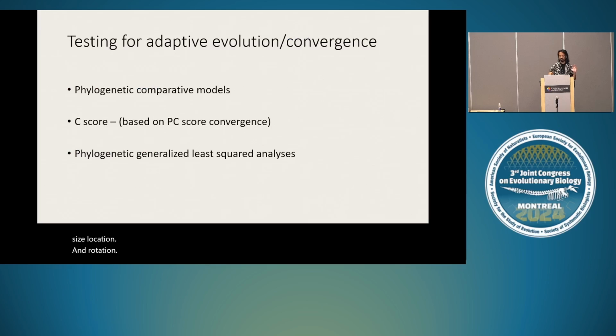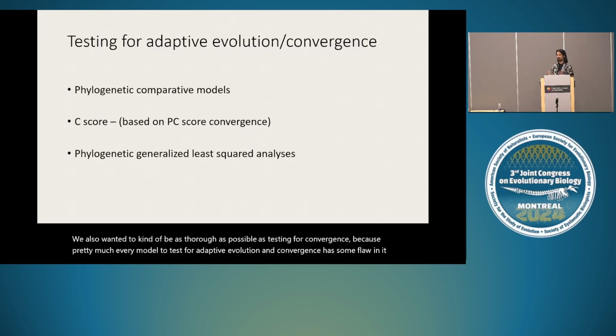We also wanted to be as thorough as possible in testing for convergence, because pretty much every model to test for adaptive evolutionary convergence has some flaw in it that you just have to address. So we try to get around this by chucking everything but the kitchen sink at it, which is using phylogenetic comparative methods, using C-score, which is a morphospace-based convergence measure, measuring changes in distance and moving through morphospace, and just plain old phylogenetic least squares analysis, right?